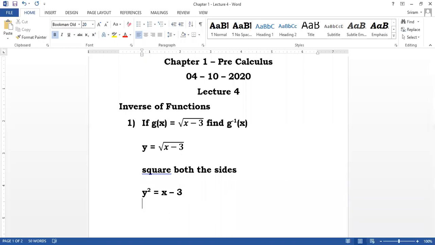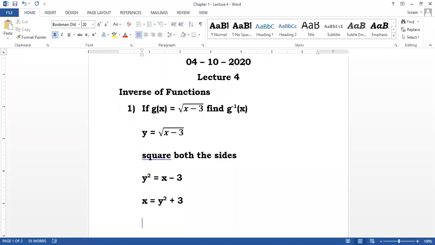Now how can I write from this? I am going to find what is x. When I take minus 3 to the opposite side, x is equal to y squared plus 3, isn't it? X is equal to y squared plus 3. This is the general idea that you were doing before. I am not teaching something new. But here we are only going to make a small change.